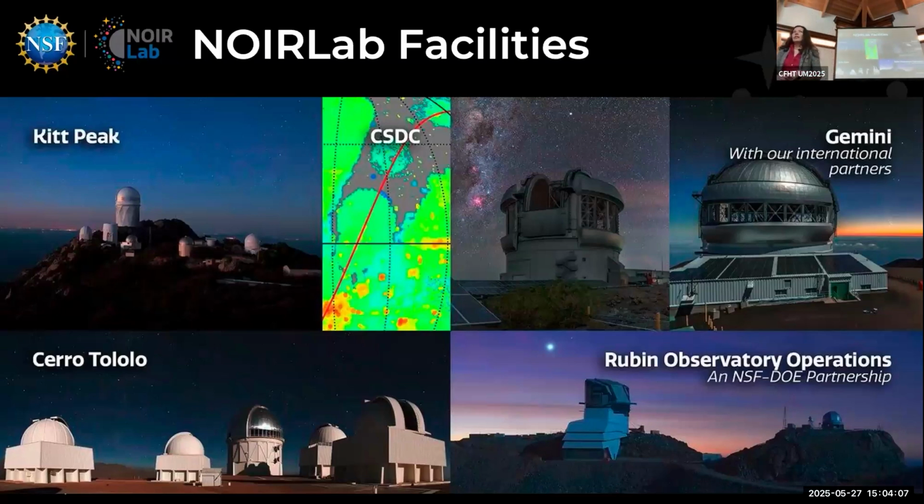So in terms of facilities, we have a number of telescopes. We're primarily headquartered in Tucson, Arizona, but we have sites in Chile and Hawaii. And some of these programs would not be possible without partners. So we're not working alone here, especially Gemini. We have international partners. And for the Rubin Observatory, it's also a partnership between NSF and the DOE, Department of Energy. But we also have telescopes on Kitt Peak in Arizona, and then Cerro Tololo in Chile. And then CSDC is the Community Science and Data Center.